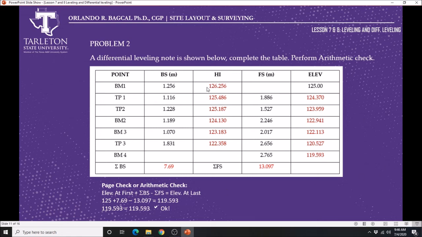All right, so once you have all those calculations for the height of the instrument and the elevation, make sure to perform the page check. Remember that the elevation of the first plus the backsight minus the foresight must be equal to the last elevation. So in this case, 125 plus 7.69 minus 13.097 must be equal to 119.593. If that is not the case, you need to go back and redo your calculation. So that is another example for differential leveling.